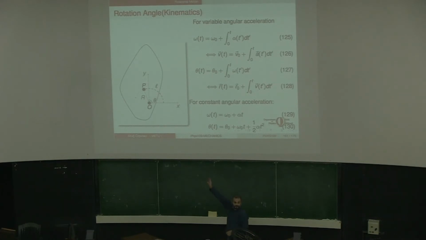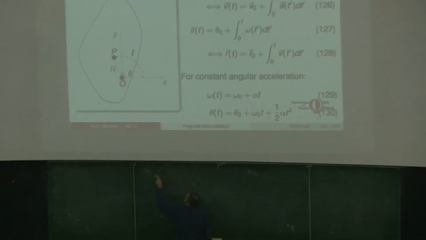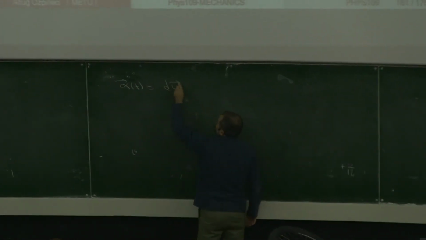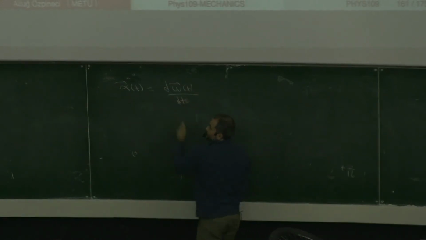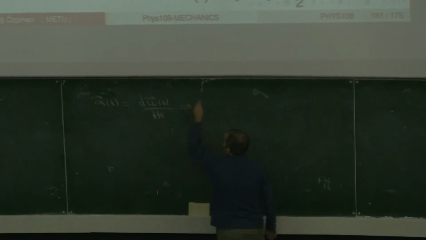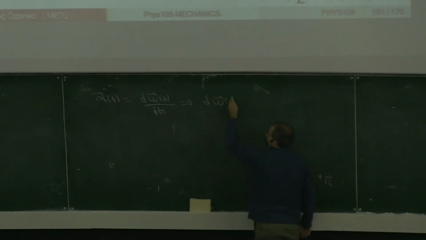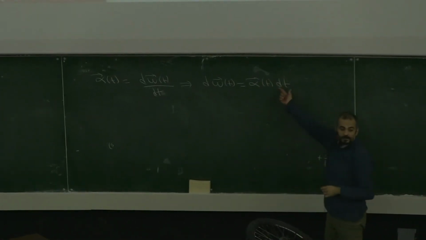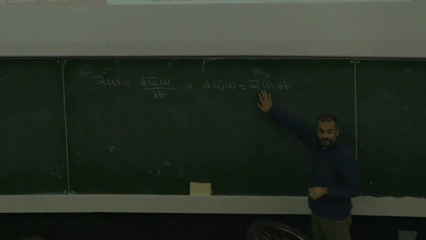Well, the angle theta. So how we define the angle theta? Any problem in that? No. Okay, so then we define the alpha vector at time t as the derivative of the omega vector with respect to t. So this just tells me that the change in the omega vector is nothing but the angular acceleration at that time times the time interval at which that acceleration exists.